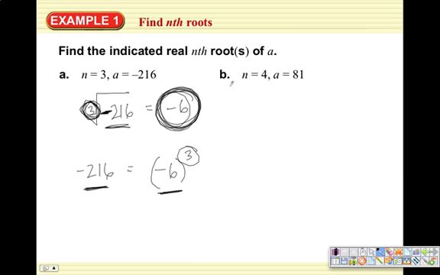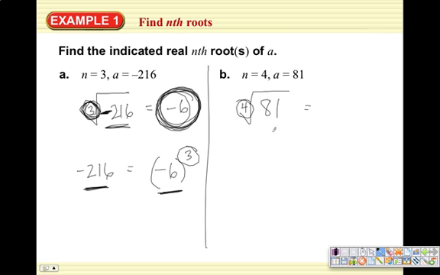Alright, letter B. N equals 4, so that's the fourth root of 81. So basically, here's what you want to ask yourself. What to the fourth power gives you 81? Okay, that's the same thing over here. What to the third power gives you negative 216? Negative 6. What to the fourth power gives you 81? And you could probably take a guess on that.